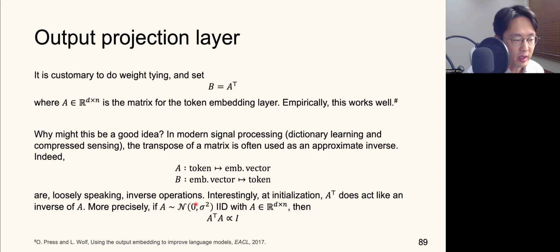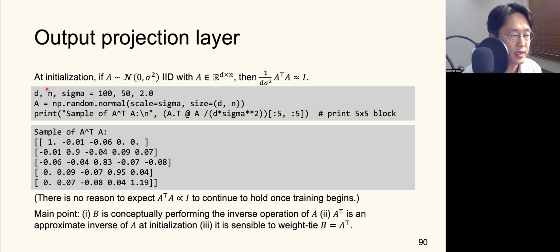More precisely, if the matrix A is initialized IID zero-mean Gaussian with variance sigma squared, which is the case with language models, which is the case with the embedding layer matrix, then A transpose times A is approximately equal to the identity matrix. So this can be observed with a simple experiment. We initialize A as IID Gaussians, we form A transpose A and perform appropriate normalization. The result of that is not exactly equal to the identity matrix, but it's roughly equal to the identity matrix.